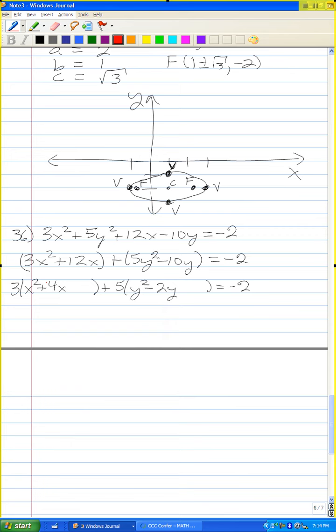And so 4 divided by 2 is 2. Squared is 4. Times 3 is 12. -2 divided by 2 is -1. Squared is 1. Times 5 is 5. And so I have 3 times x plus 2 quantity squared plus 5 times y minus 1 quantity squared is equal to 15. Divide both sides of my equation by 15.